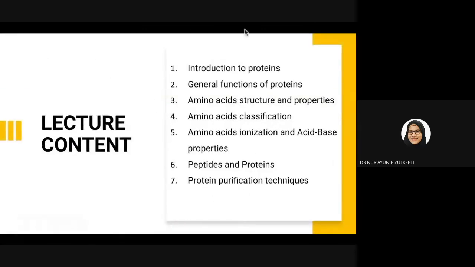So I have divided today's lecture into different subtopics. We will learn about the introduction to proteins, general functions of proteins, amino acid structure and properties, amino acid classifications, ionization and acid-base properties, the peptides and the proteins, and also the techniques for protein purification. So we will cover all these 7 subtopics today.